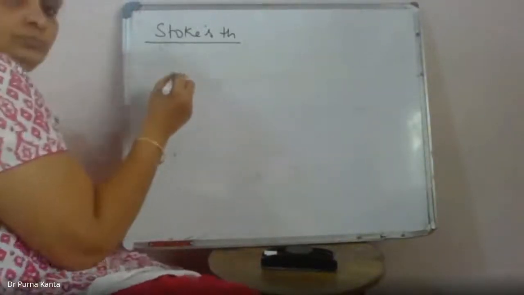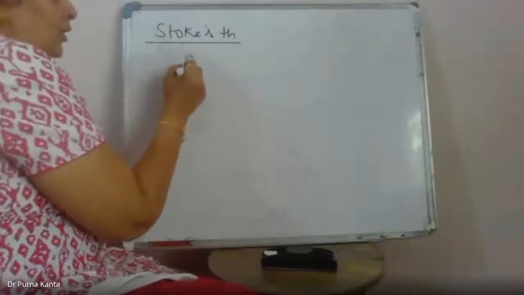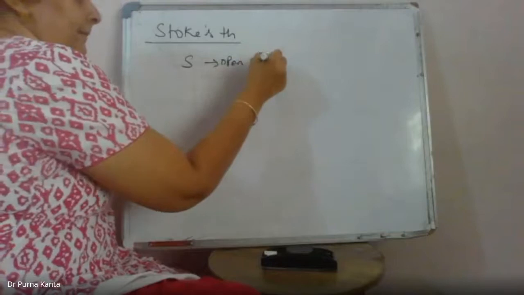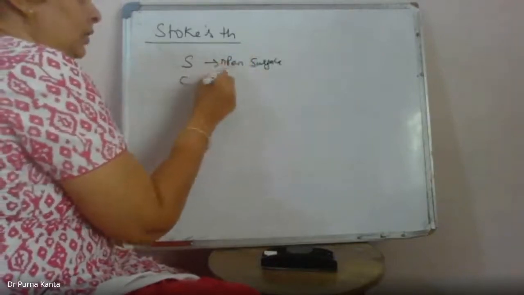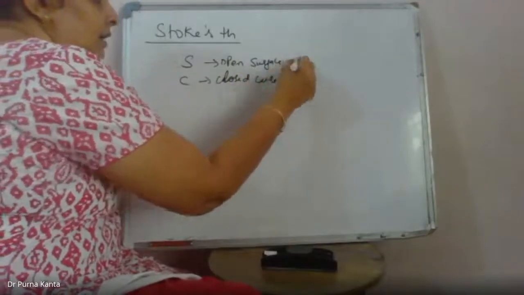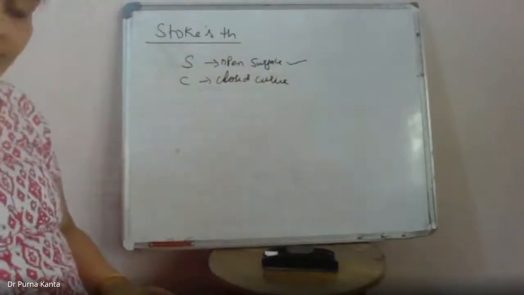Suppose S is any open surface bounded by a closed curve C. You have to understand what actually the meaning of an open surface is.